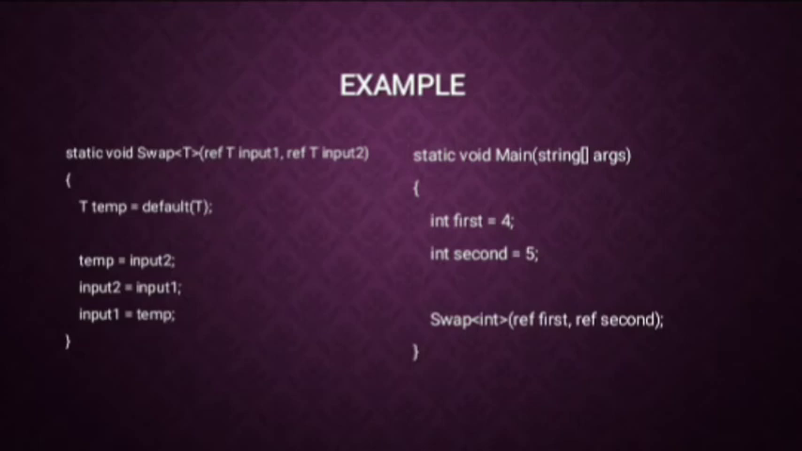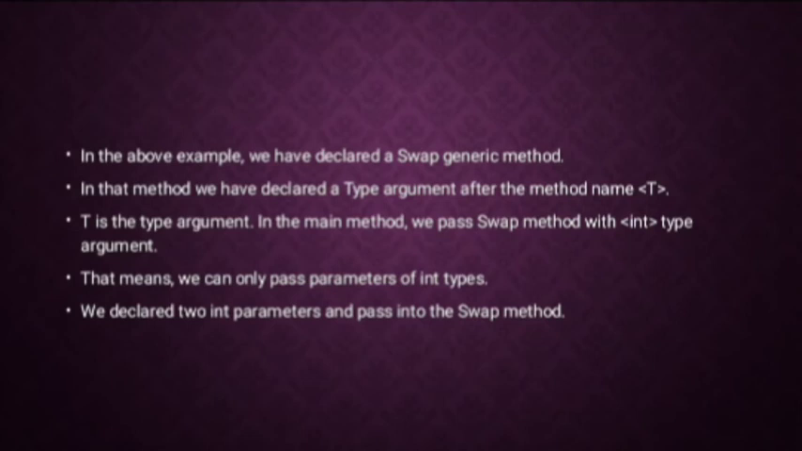It will be replaced by input 1 and input 2. Then it will be swapped, then it will come back to the main method, and then it will be printed. So this is the sample example of how generic methods work in C sharp. Here I have just mentioned what the program has done. We have declared a swap generic method.